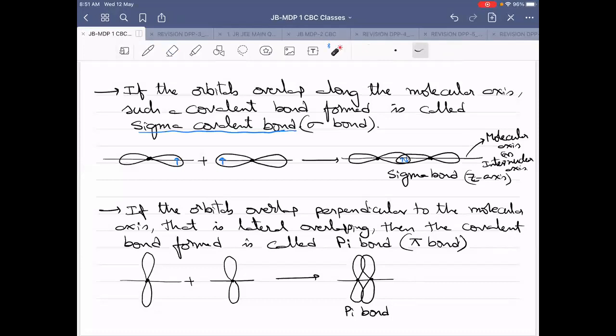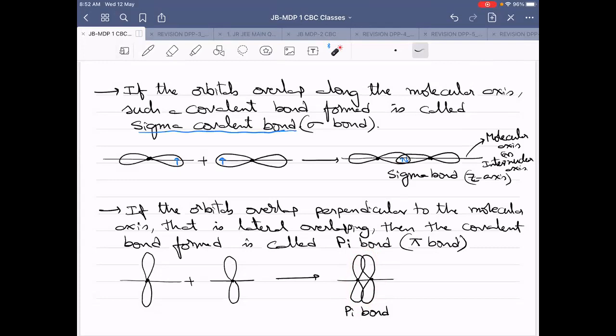And if you observe another very important point, during sigma bond formation, the extent of overlapping is more. Whereas by lateral overlapping, the extent of overlapping is lesser. As the extent of overlapping is lesser during pi bond formation, a pi bond is weaker than a sigma bond. Sigma bond is stronger and pi bond is weaker.